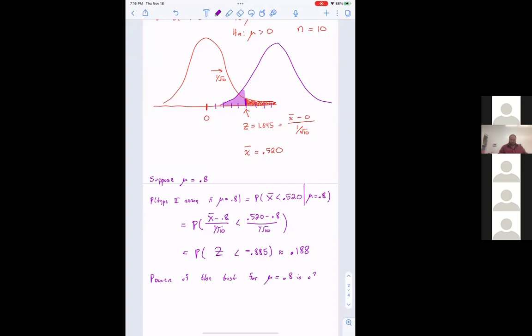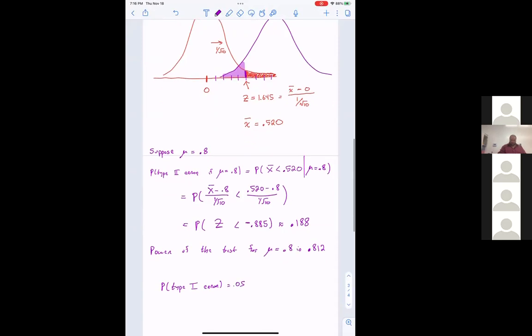That is the power of the test: 0.81, or 0.812. So for this particular example, the probability of making a type 1 error is 5%. The probability of making a type 2 error for mu equal to 0.8 is 0.188. Are these acceptable?